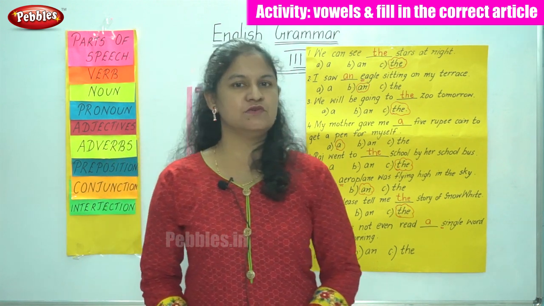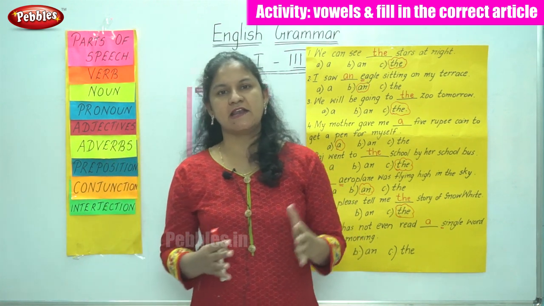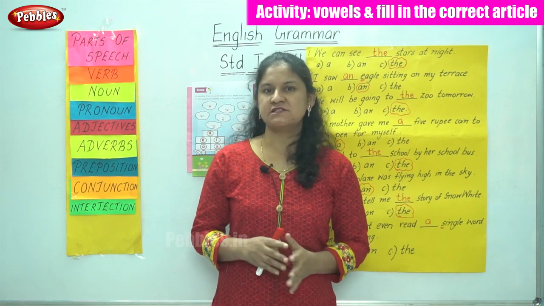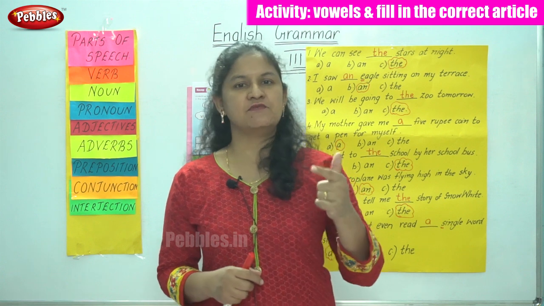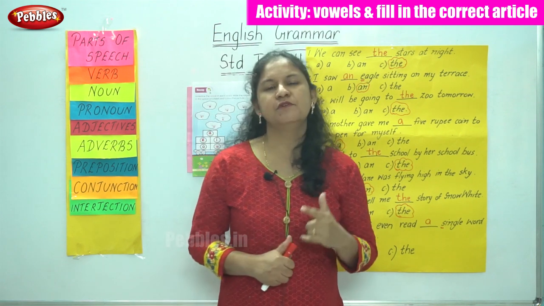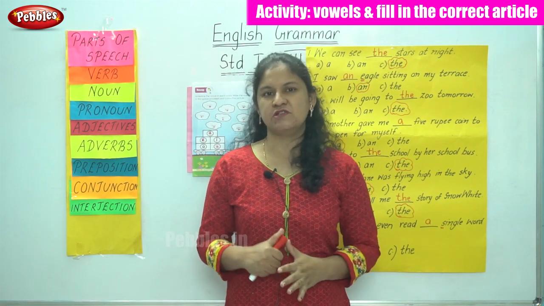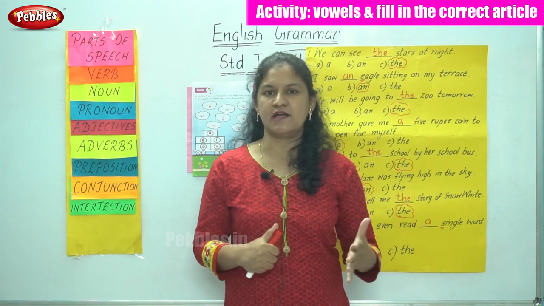So we have made use of the articles a, an and the, and we have placed the article a before a word that begins with a consonant, and we have used the article an before words that begin with the vowels a, e, i, o and u.